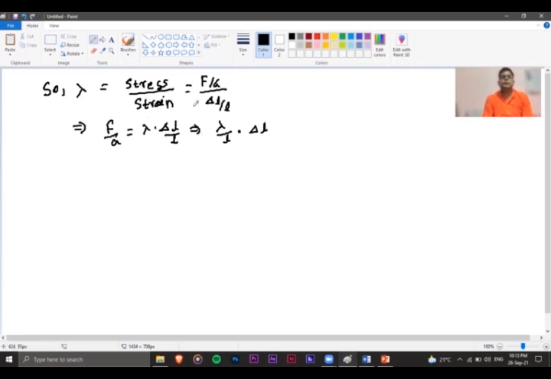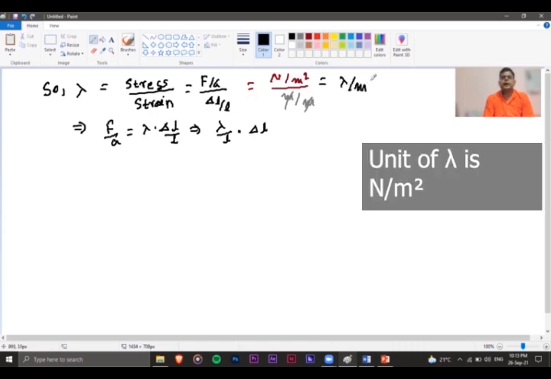And if you talk about the unit of lambda, in this case, the SI unit for force is Newton, and for area it is square meter. So this is Newton per square meter. And in the denominator, the unit of one length is meter, and the other length has the same unit, so these two units cancel each other. Therefore, the unit of lambda is Newton per square meter.